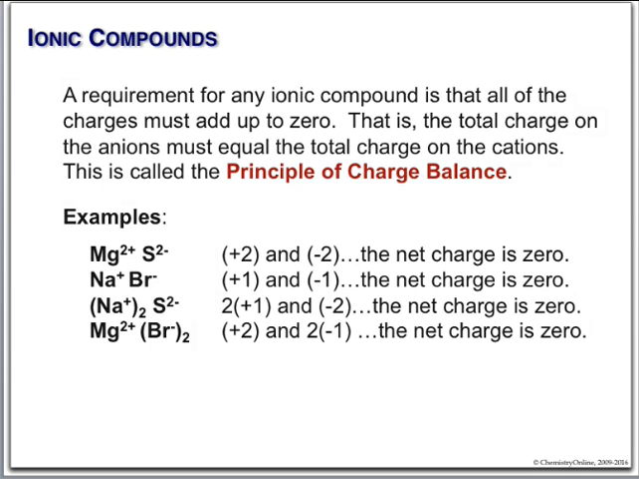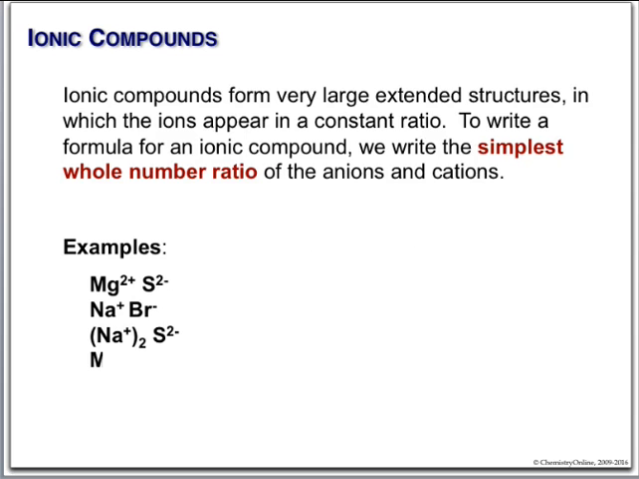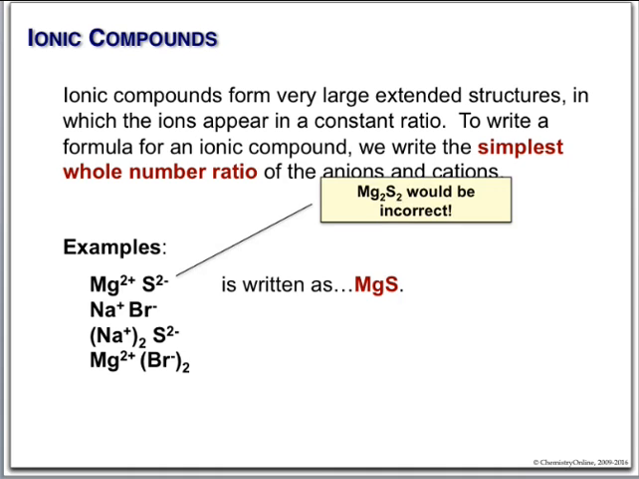All right, once you know how to do that, you're ready to write the formula. Really, the only rule to remember in writing the formula is that you need the simplest whole number ratio. For magnesium and sulfur, that would be 1 to 1. And we would simply write it as MgS, 1 and 1. We could still balance this out as Mg2S2, but that would be wrong because you use the lowest whole number ratio.